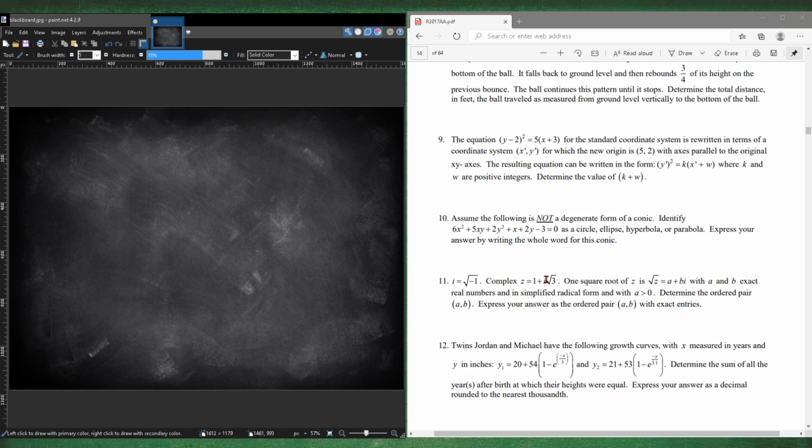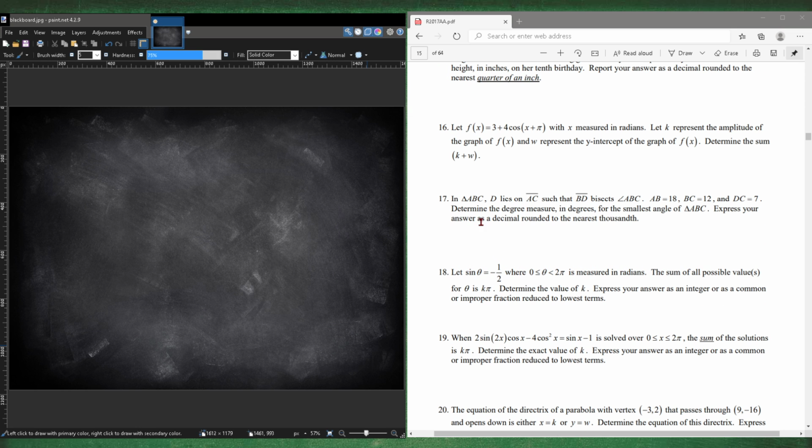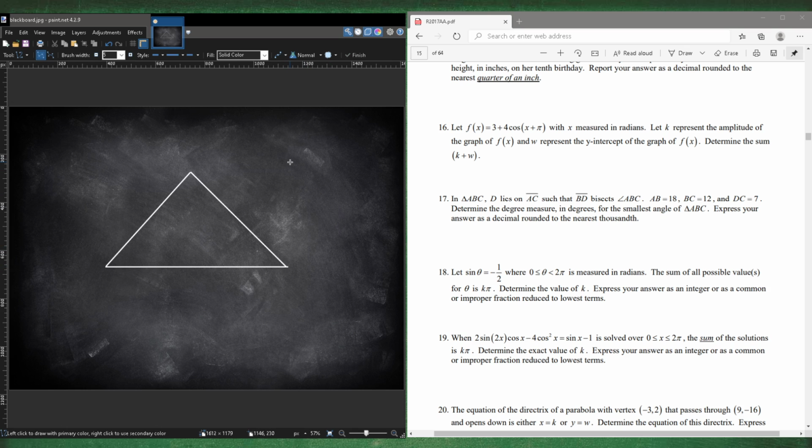Okay, so now number 17. In triangle ABC, D lies on AC such that BD bisects angle ABC. Okay, so we have some kind of triangle. So let's say something like this, like that.